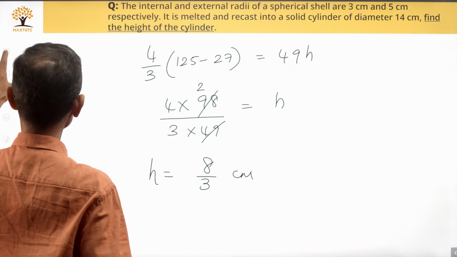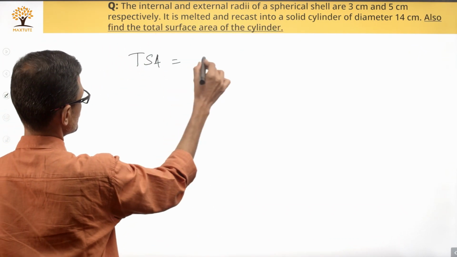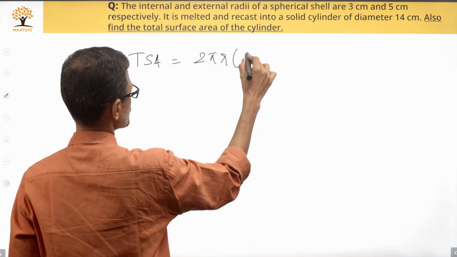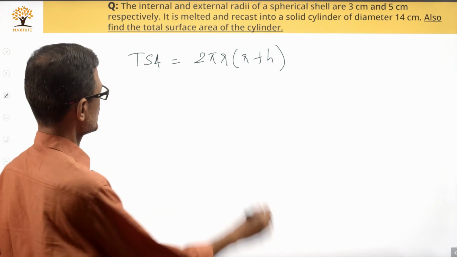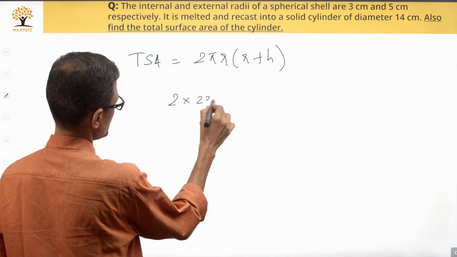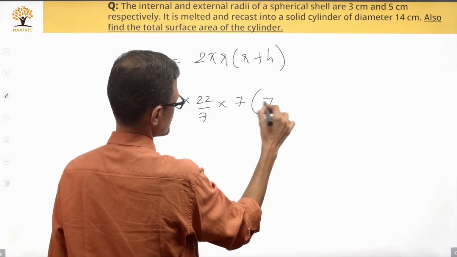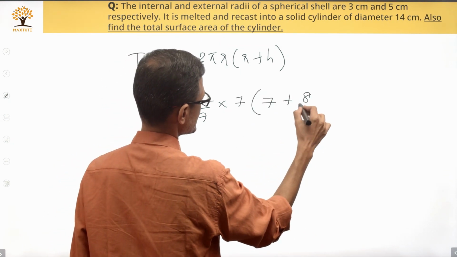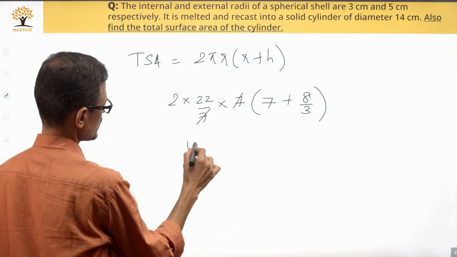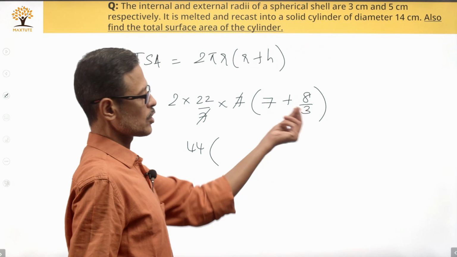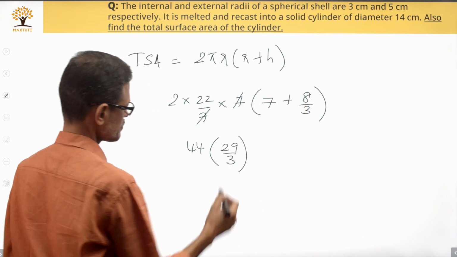Now step 2 is finding the total surface area. Total surface area of a cylinder, we know the formula is equal to 2 pi R times R plus H. Do we have data for everything? Yes. Take pi to be 22 by 7. So that's 2 times 22 by 7 times R, which is 7 centimeters, times 7 plus 8 by 3, the height that we computed. 7 gets cancelled with 7. That leaves us with 44 times, 3 is a common denominator, 21 plus 8 is 29, divided by 3.